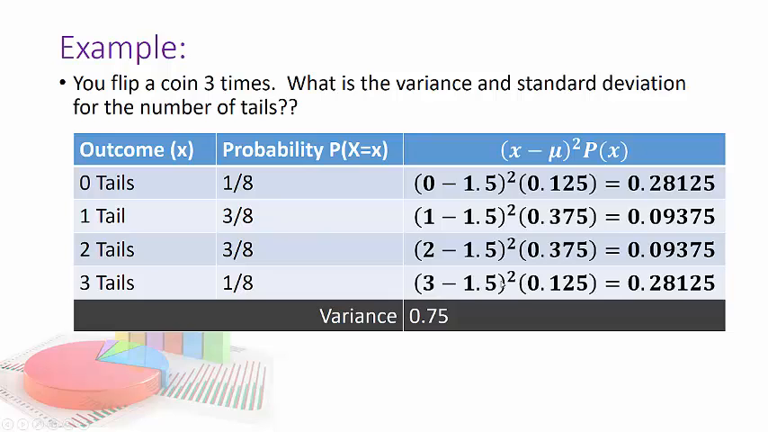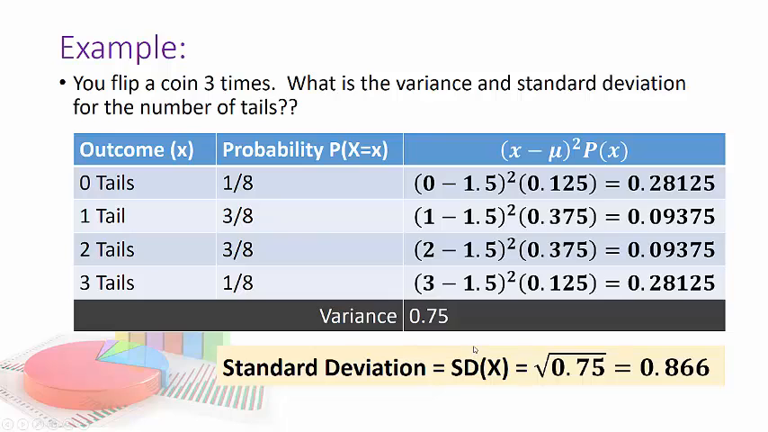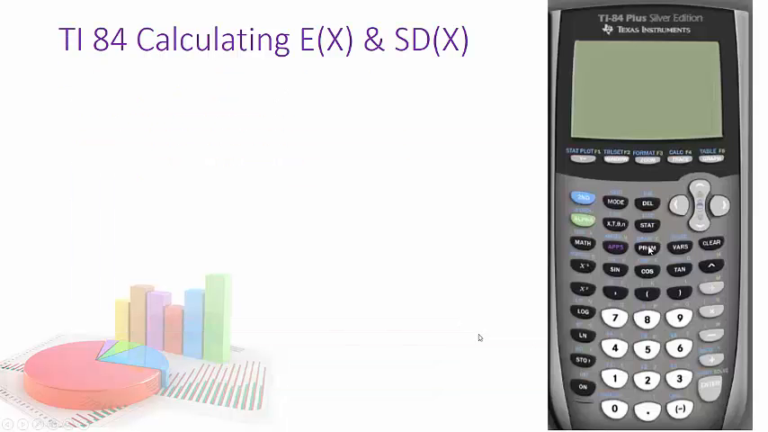3 minus 1.5 is 1.5 squared. 2.25 times 1.125 should give me that number. When I add all these values up, I get 0.75. That's the variance. Most times I'm more interested in the standard deviation, which is the square root of the variance. But I have some good news for you. Your calculator will do this.